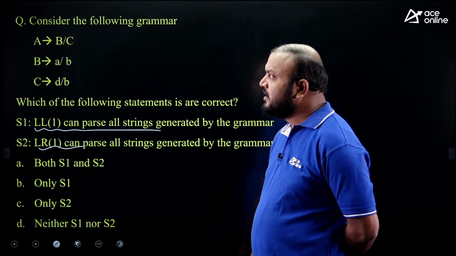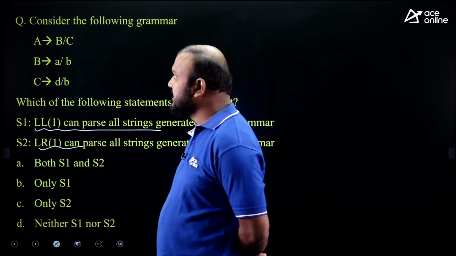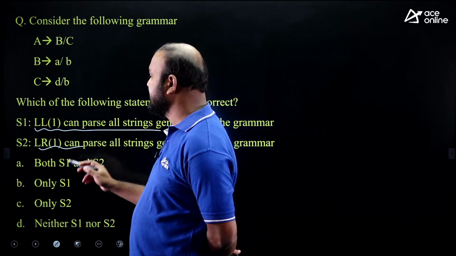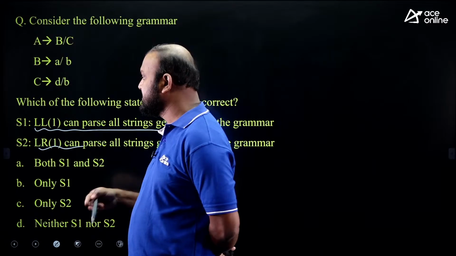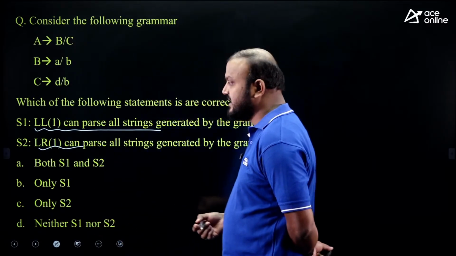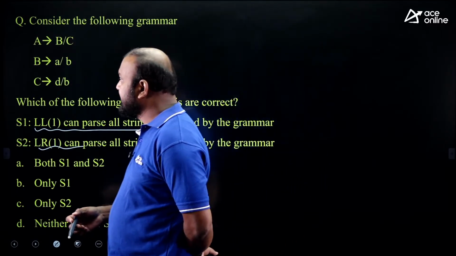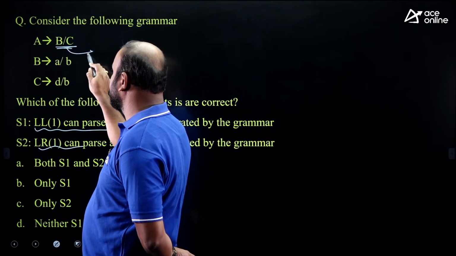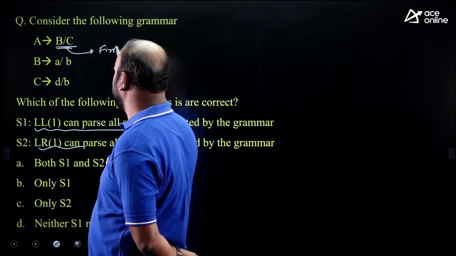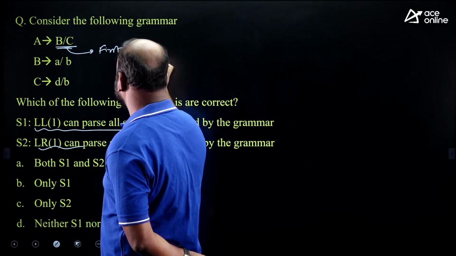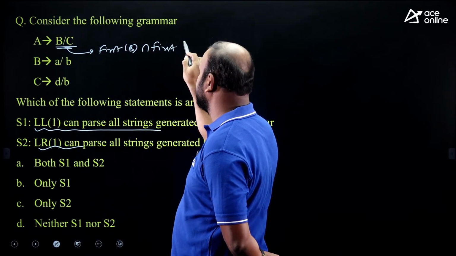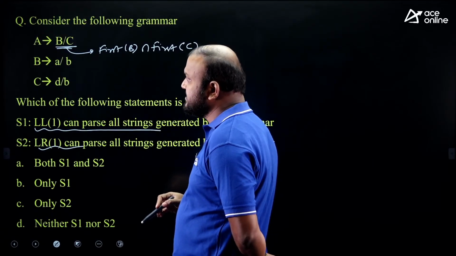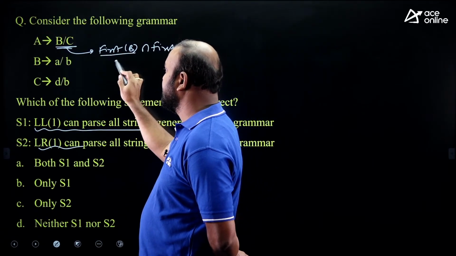Okay. How do you see this? Is it LL of 1? Look, we have to say that if the grammar is LL of 1, then LL of 1 can parse all strings generated by this grammar. If a grammar is to be LL of 1, there will be no common prefixes. Here we can see first of B intersection first of C. First of B intersection first of C. First of B is A comma B.